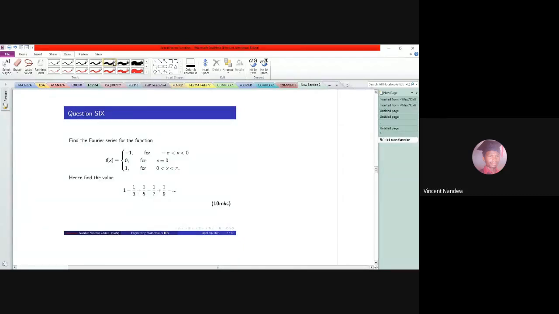So here is question 6. To find the Fourier series of the function f of x defined piecewise in 3 intervals: from minus pi to 0, it is minus 1; at x equals 0, it is 0; and from 0 to pi, it is 1. And then to use our solution to find the value of this series here.